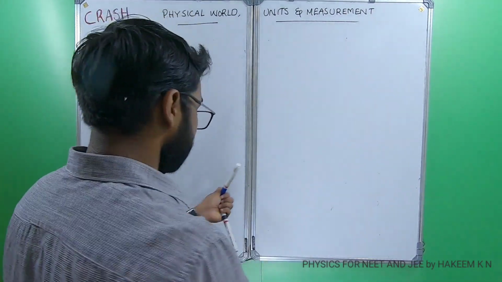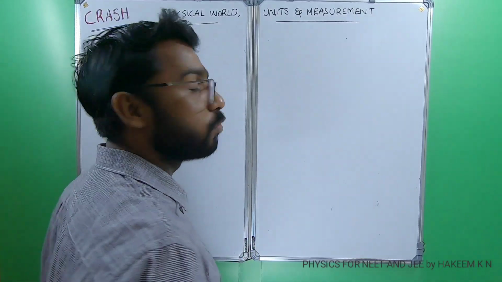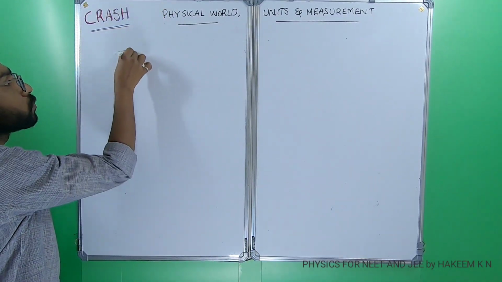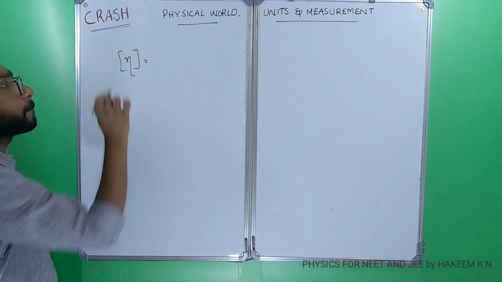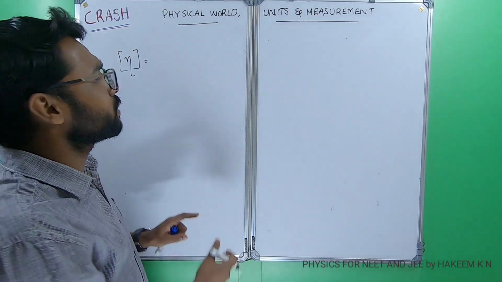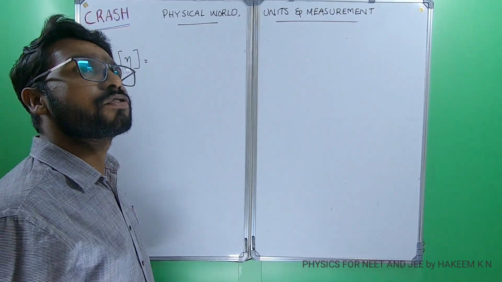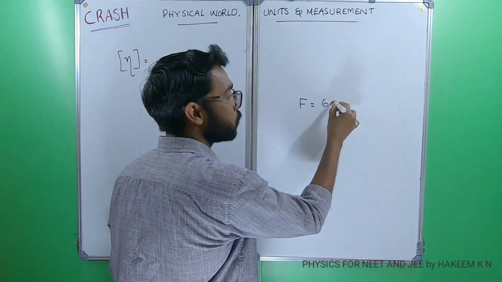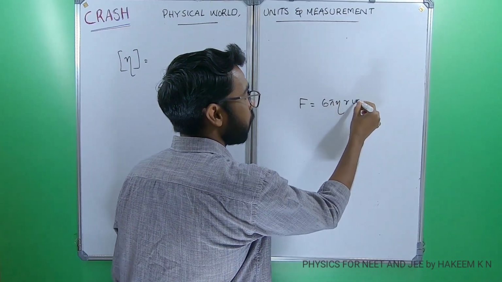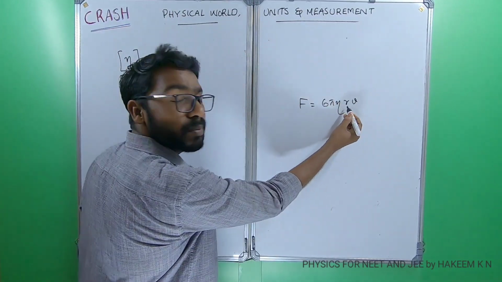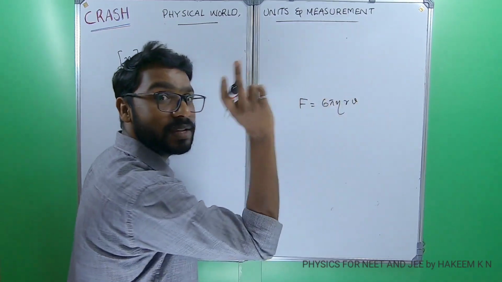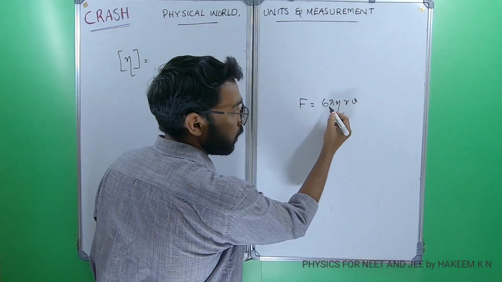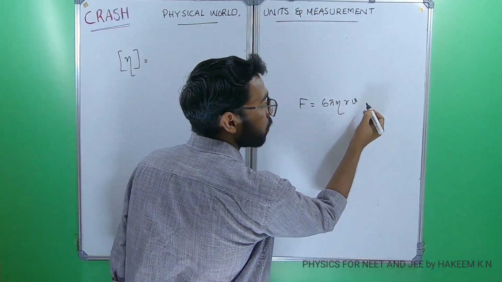How to find the dimensional formula of coefficient of viscosity eta? What is the simplest equation containing eta? We studied Stokes law, F equals 6 pi eta RV, or some students studied 6 pi eta AV, whatever it may be, it is the radius of the sphere. So force F equals 6 pi eta RV.